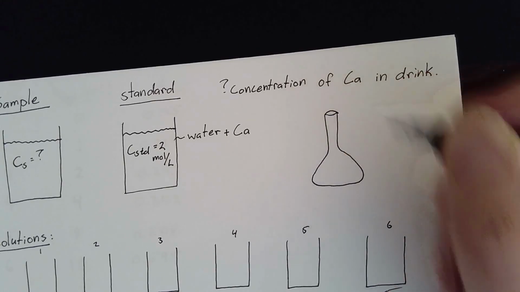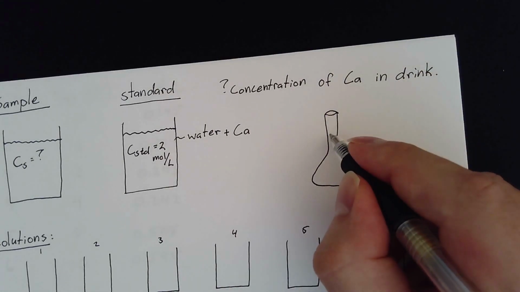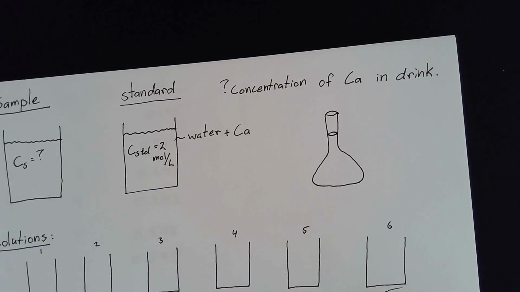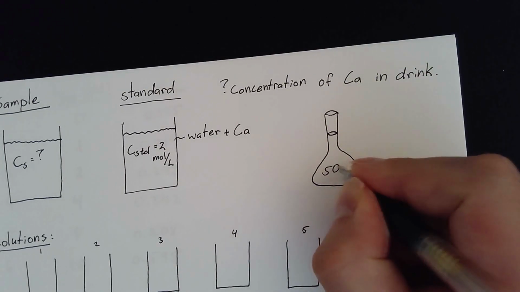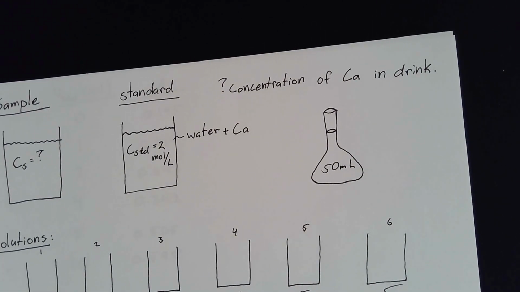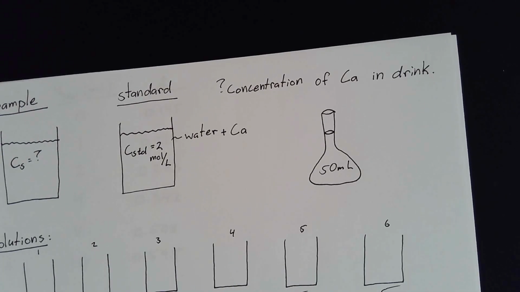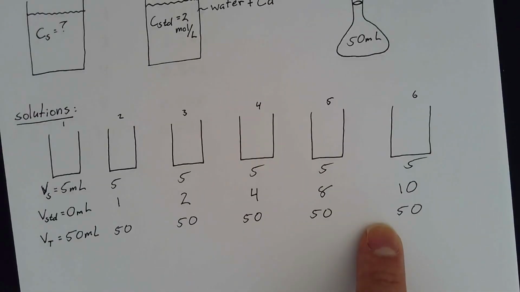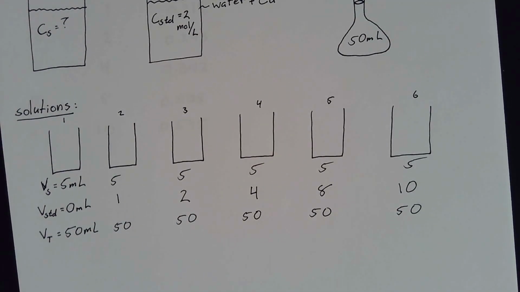On the top, kind of like that. And there's probably a little line up there that you would fill it up to. You would want to use a 50 milliliter volumetric flask to make these. Those are good for making solutions in lab. That way you can make sure that you get this final volume of 50 milliliters.